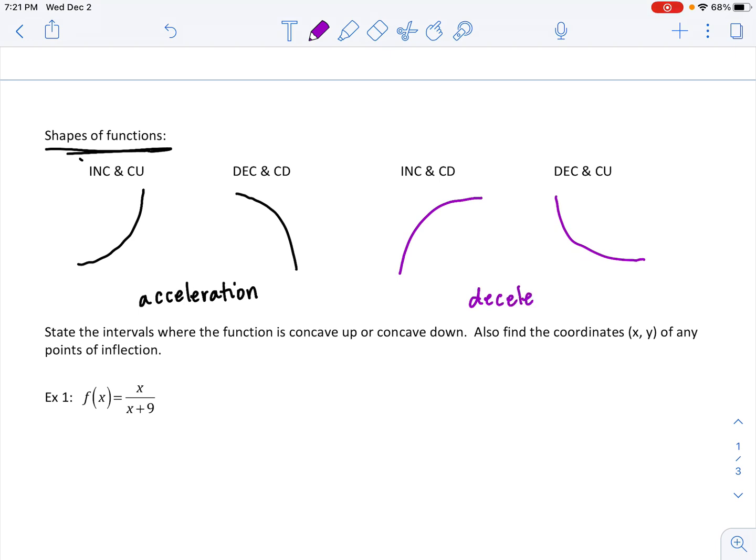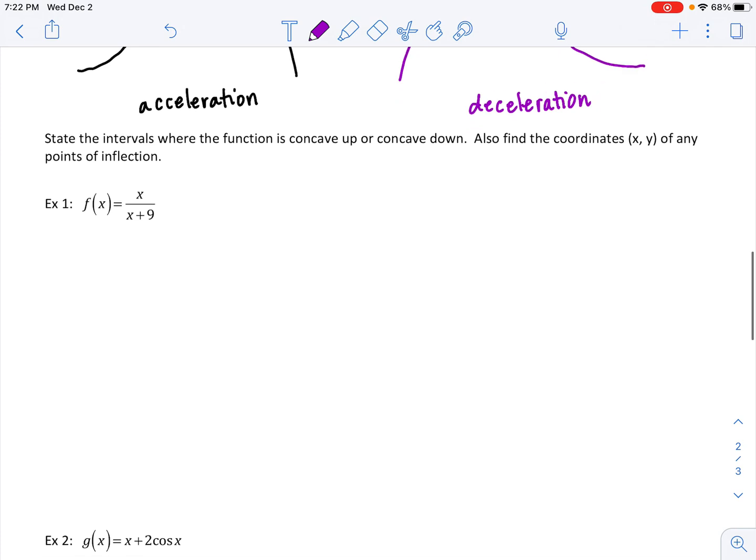So these two functions are decelerating, but I need to write the word deceleration. It just shows that the graph is slowing down. So we're going to do a lot more with these with curve sketching later on, but for now we just want to understand the difference between how these different curves look, and start to think a little bit about what acceleration and deceleration mean in terms of a graph. It'll be more clear eventually.